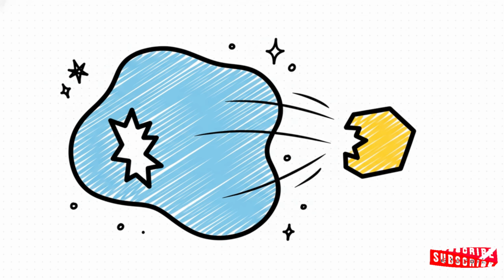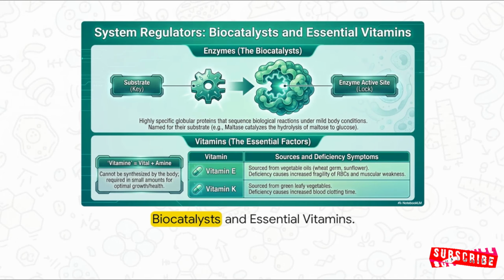Because enzymes are highly specific globular proteins, they will only catalyze reactions for the exact substrate that fits their active site shape. Enzymes are doing the heavy lifting by sequencing biological reactions under mild body conditions. But we also absolutely rely on vitamins. These are essential organic compounds our bodies simply cannot synthesize on their own. We have to get them from our diet.